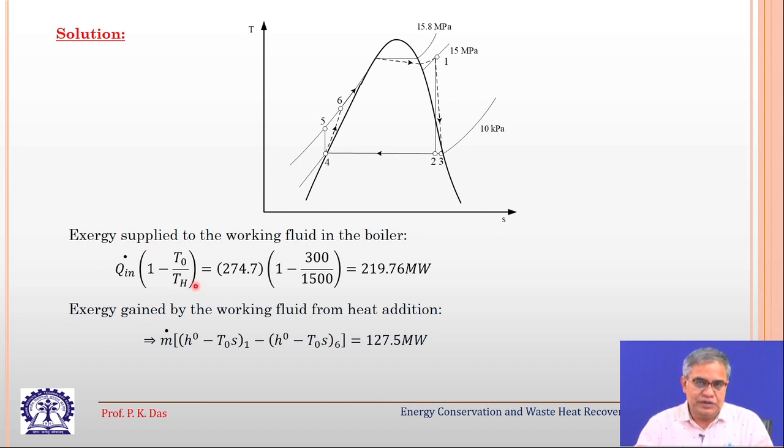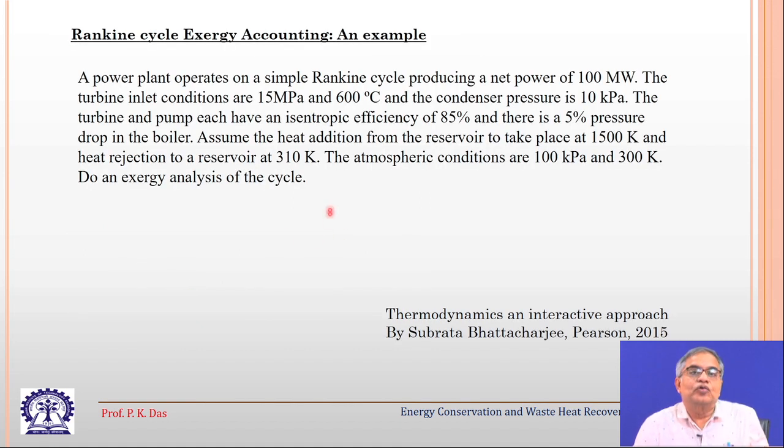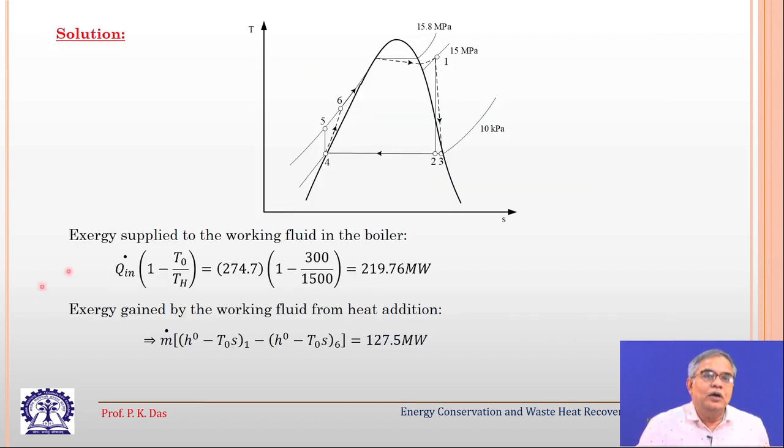T0 is the environment temperature. If we go back to the problem statement once again, the environment or atmospheric condition was 100 kilopascal and 300 Kelvin. So 300 Kelvin we can take to be T0. Here, the exergy equivalent of the heat transfer is equal to Q dot in, within bracket, 1 minus T0 by Th. Th is the temperature of the high temperature source.